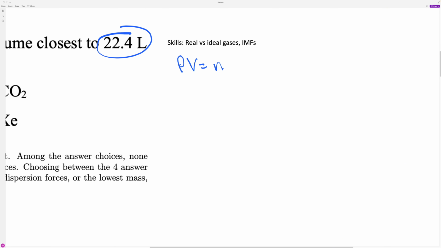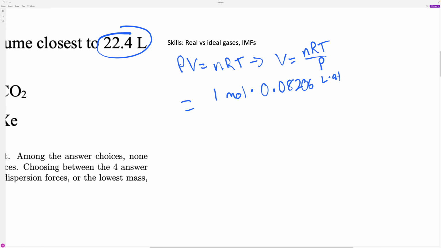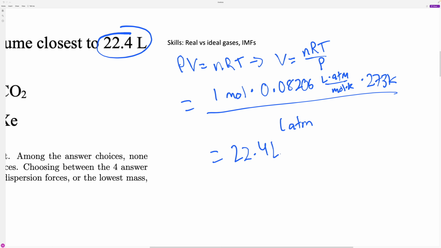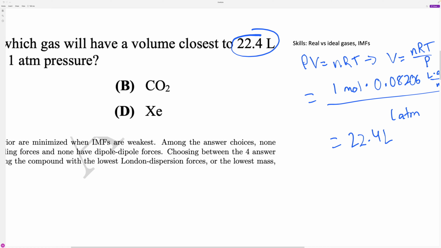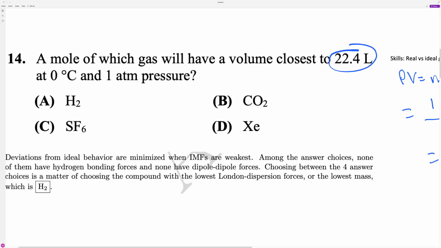So we have PV = nRT, and we can rewrite it in terms of V as V = nRT/P, plugging in 1 mole as the n, the R value, which is always constant, and then we have STP, which is 273 Kelvin and 1 atm. If you compute this, we have 22.4 liters, and that's the exact value that's being asked in the question. So we're being asked which gas will have a volume closest to that.